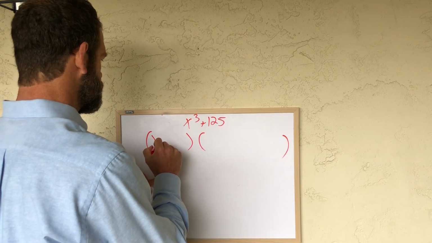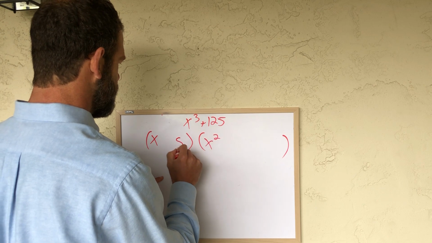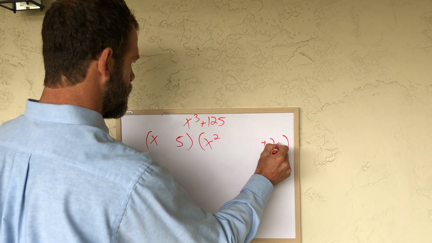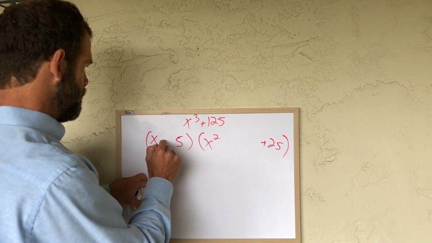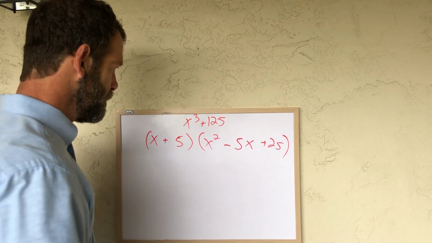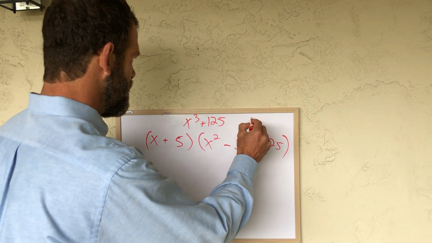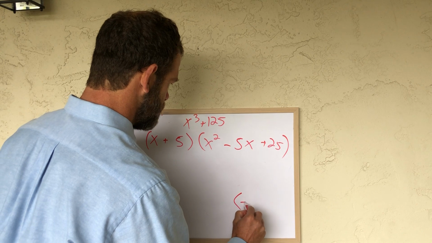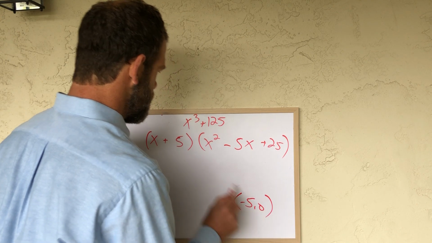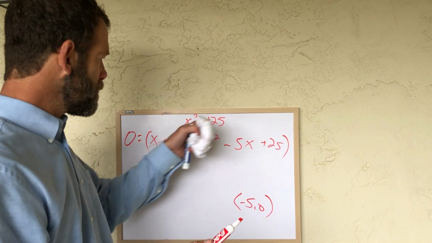The cube root of x to the third is x. The cube root of 125 is 5. The binomials are the same, the trinomial is different, and this is the product. Okay. Now, one of the roots of this would be negative 5. That would take care of that, because if I set it equal to 0, the question is, what are all the roots to this?